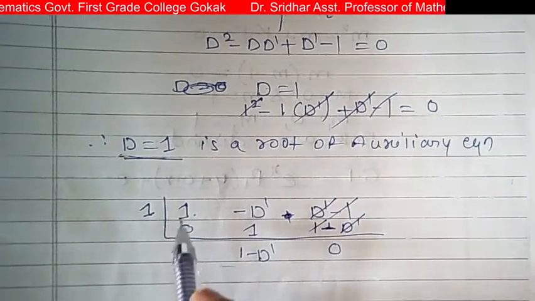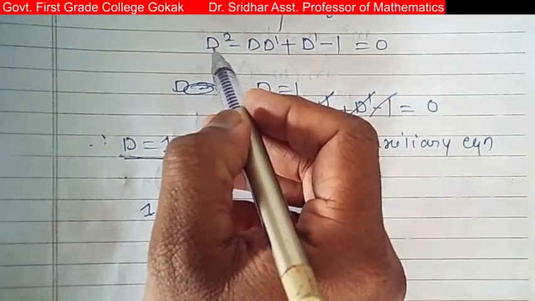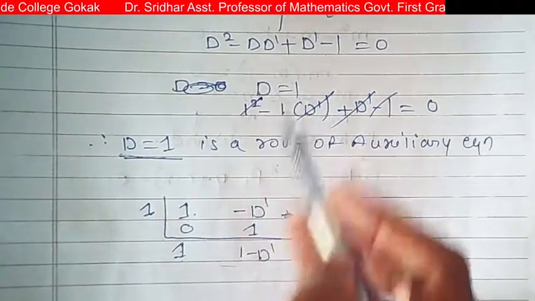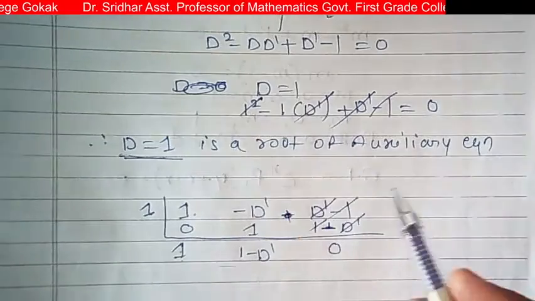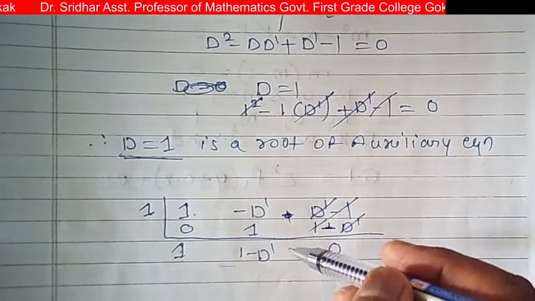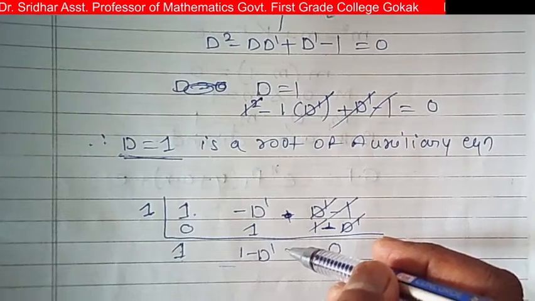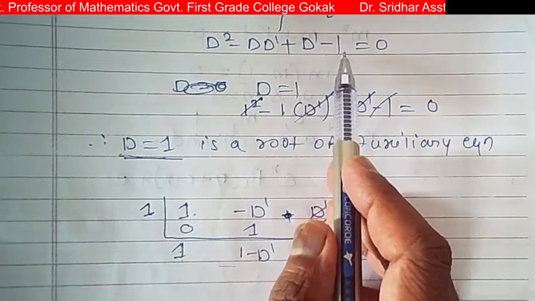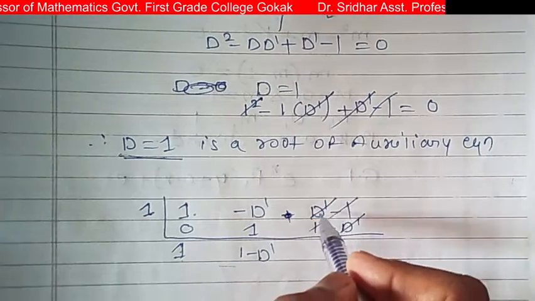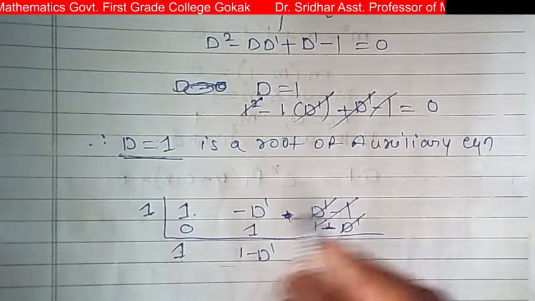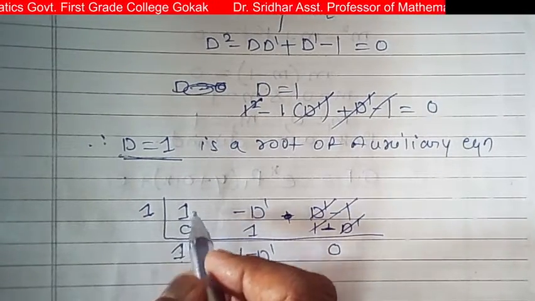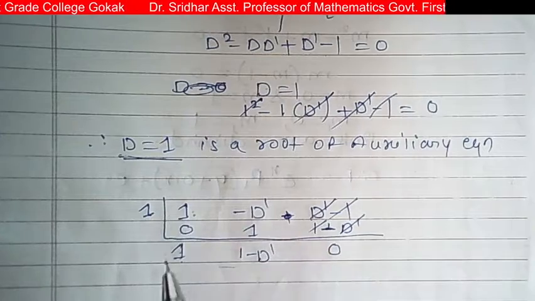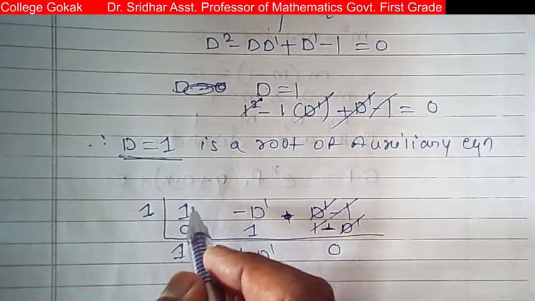So what we did: first we write the coefficient of D square, which is 1. Next we write the coefficient of D, which is minus D dash. Then the constant. What is the constant here? Only D dash minus 1 is the constant. So we write this constant D dash minus 1. Next we take 0 below the first element. Next add these two, so 1 plus 0 is 1.